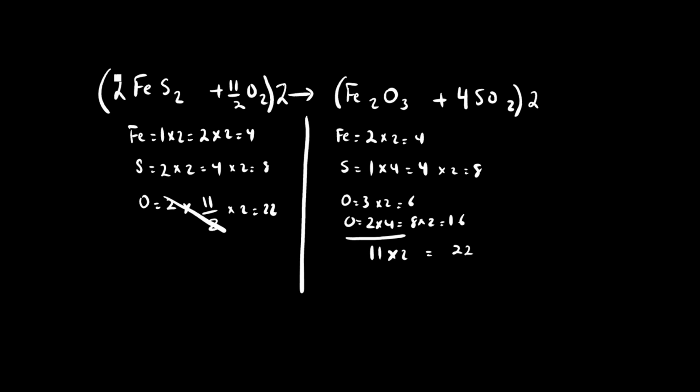So now, let's adjust our coefficients. We're going to have a coefficient of 4 in front of our iron disulfide, a coefficient of 11 in front of the oxygen, a coefficient of 2 in front of the iron oxide, and a coefficient of 8 in front of the sulfur dioxide. Now our equation is balanced.